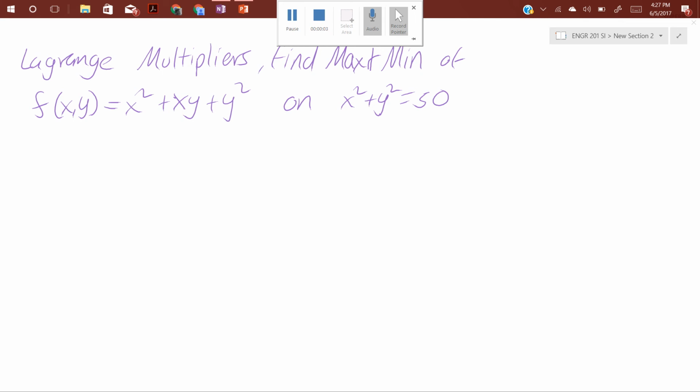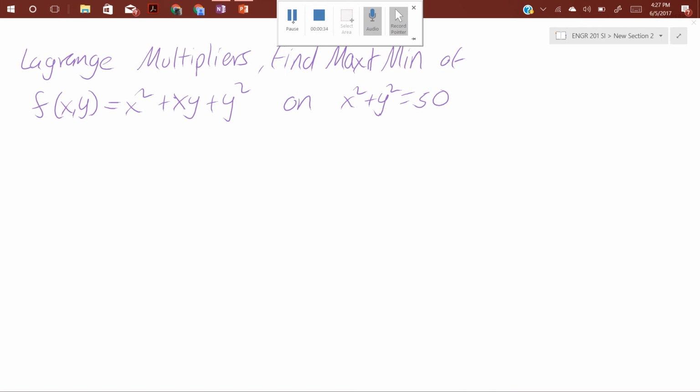Hey guys, I am making a video going over Lagrange multipliers to help find the min and max values of a function across a certain region or restriction. In this case, we have this f of x y equation of x squared plus xy plus y squared, and we have to find the min and max value of this equation within the region of this circle, x squared plus y squared equal to 50.